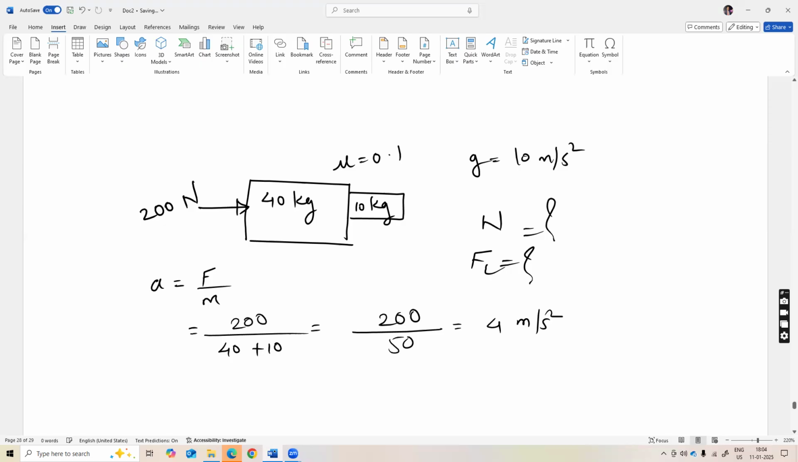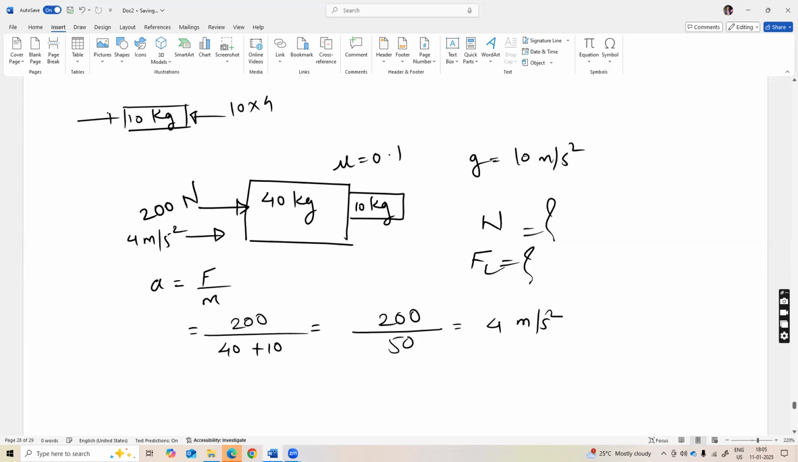Now you apply the concept. The whole system is moving with acceleration 4 meter per second square. Now if you apply the concept of pseudo force, let's say this object is moving with acceleration a. How much force do we need to apply to stop it? Let's say this is 10 kg. It is having acceleration a, so you will have to apply force of ma on it. So it will become m is 10 into 4.